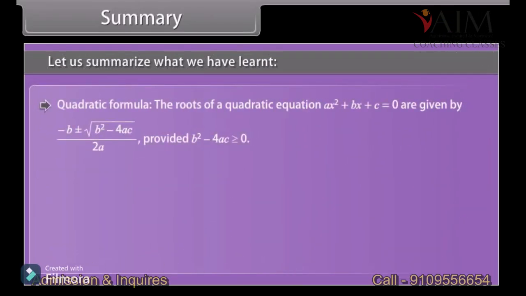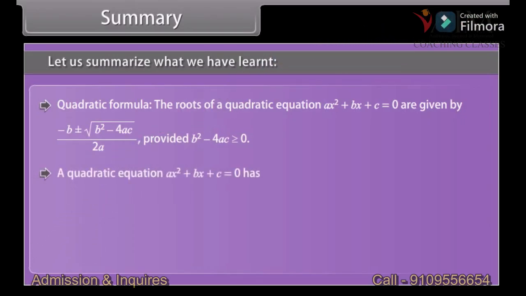Quadratic formula. The roots of a quadratic equation ax² + bx + c = 0 are given by (−b ± √(b² − 4ac)) / 2a, provided b² − 4ac is greater than or equal to 0.